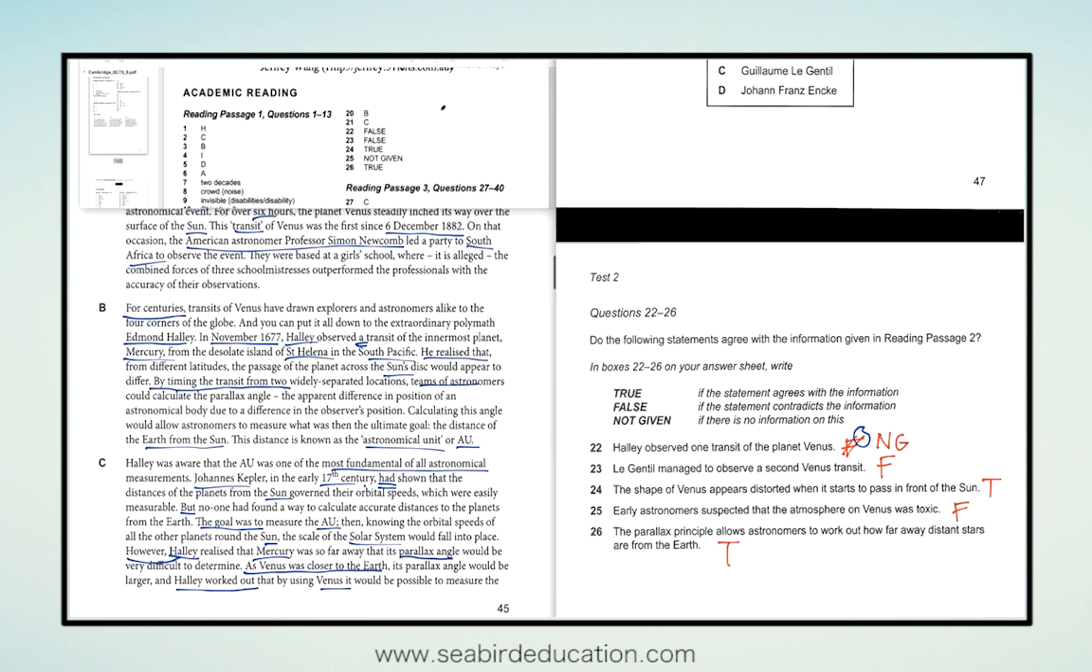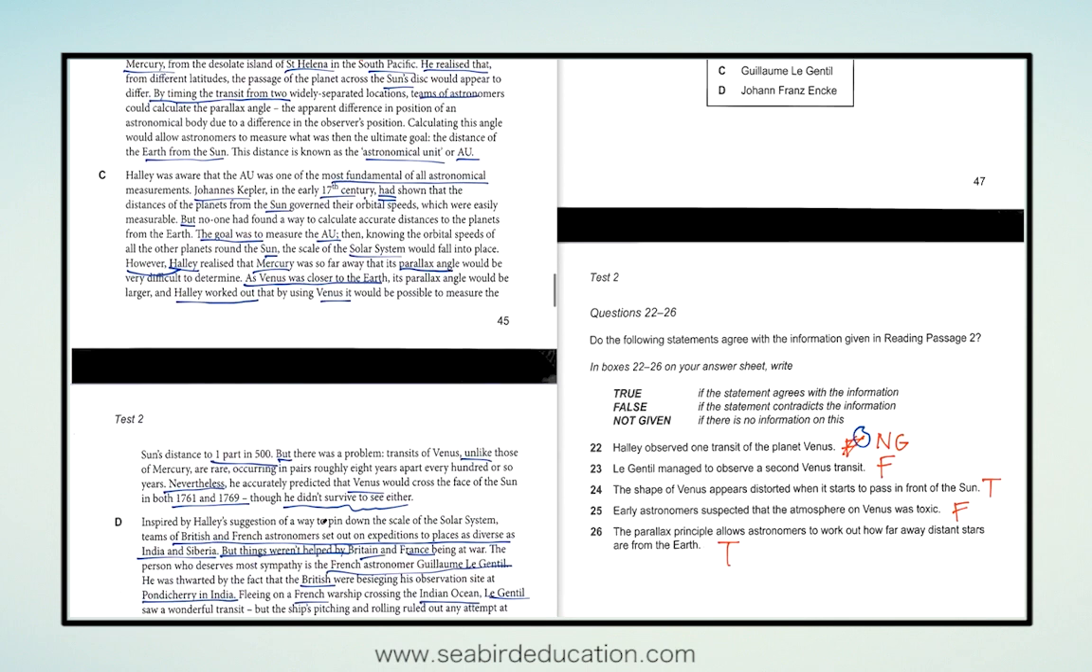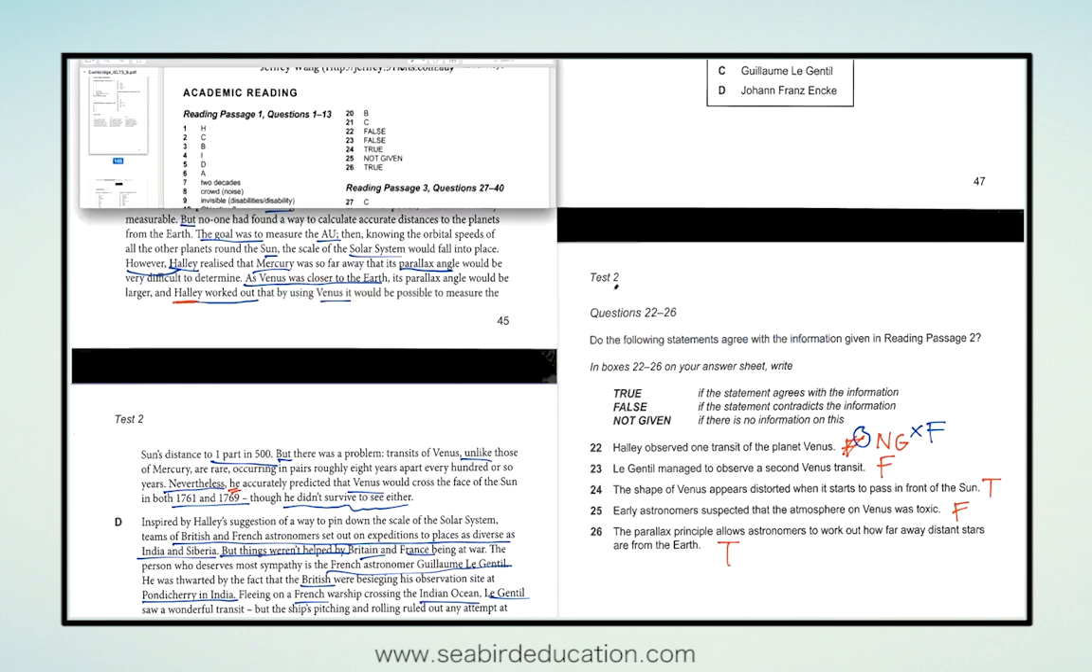So Mr. Halley observed a transit. Nevertheless, he predicted, so he is talking about Mr. Halley or Mr. Kepler. So he had shown, so this is tricky, the past perfect here is talking about Kepler, but the rest of he here is related to Halley worked out. So he didn't, so I can understand why that is false. Sorry about that. False.